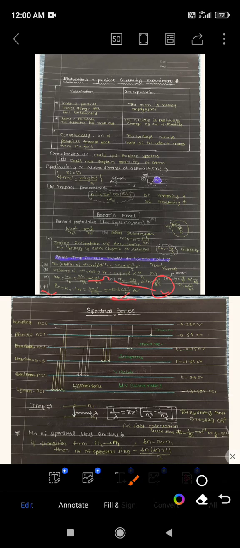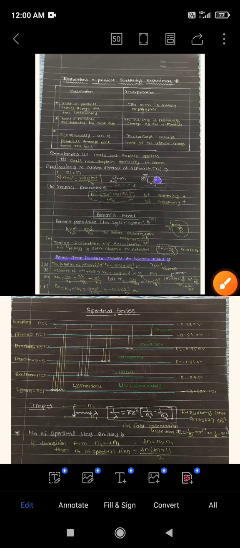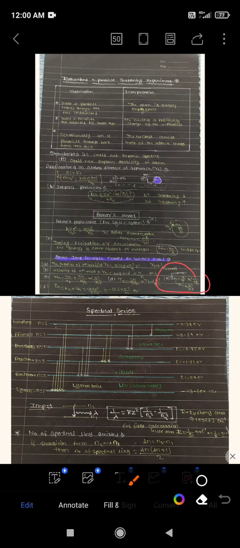Current of nth orbit is q upon t, where t is the time period of nth orbit. After putting the value of time period, we will get the relation between current, nth orbit and atomic number.